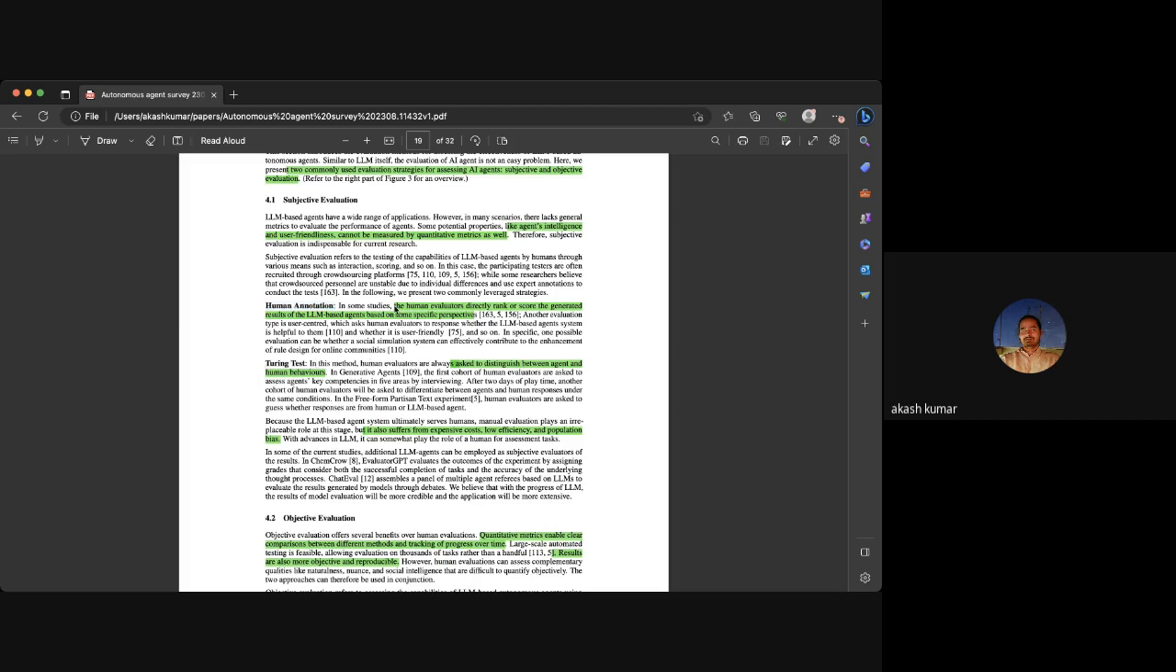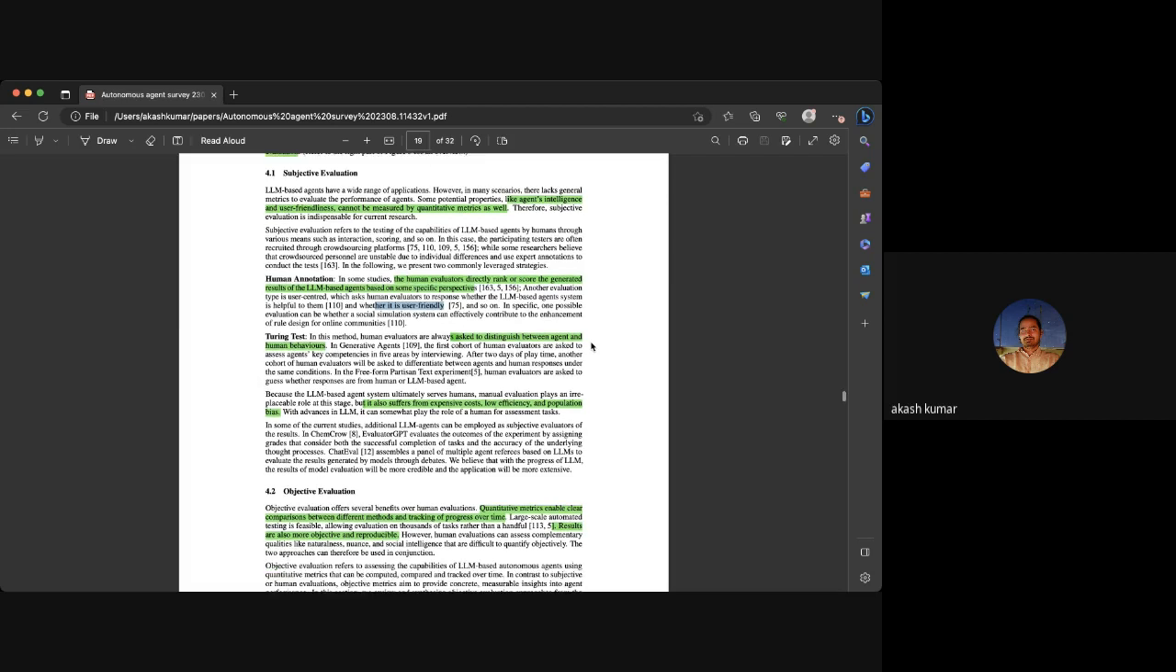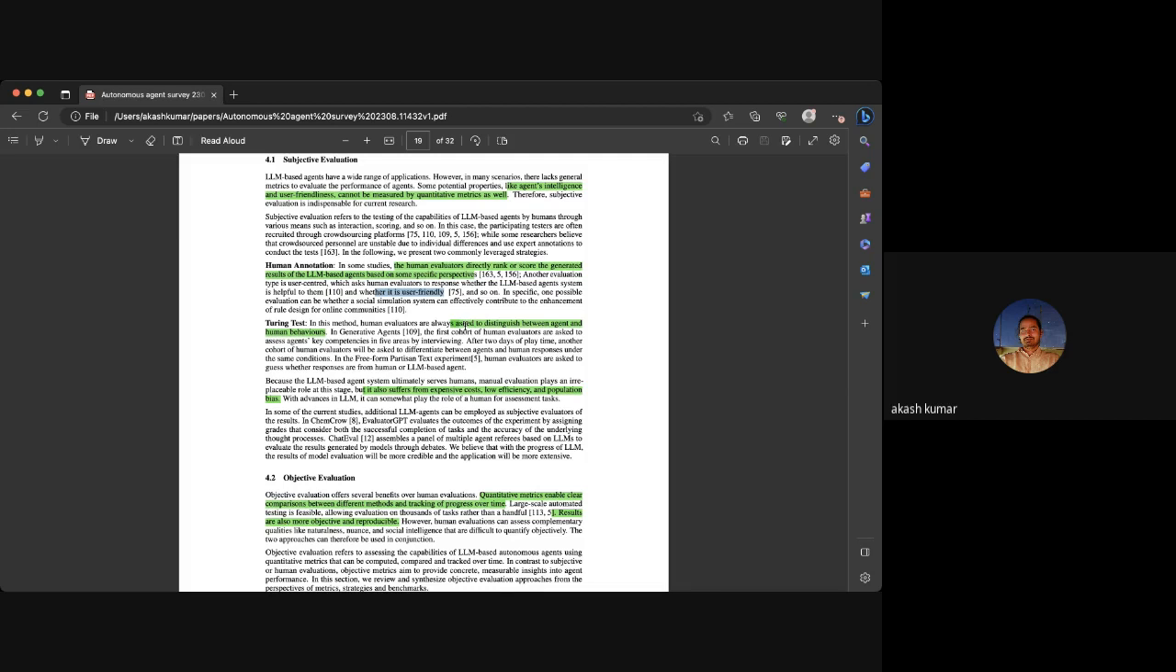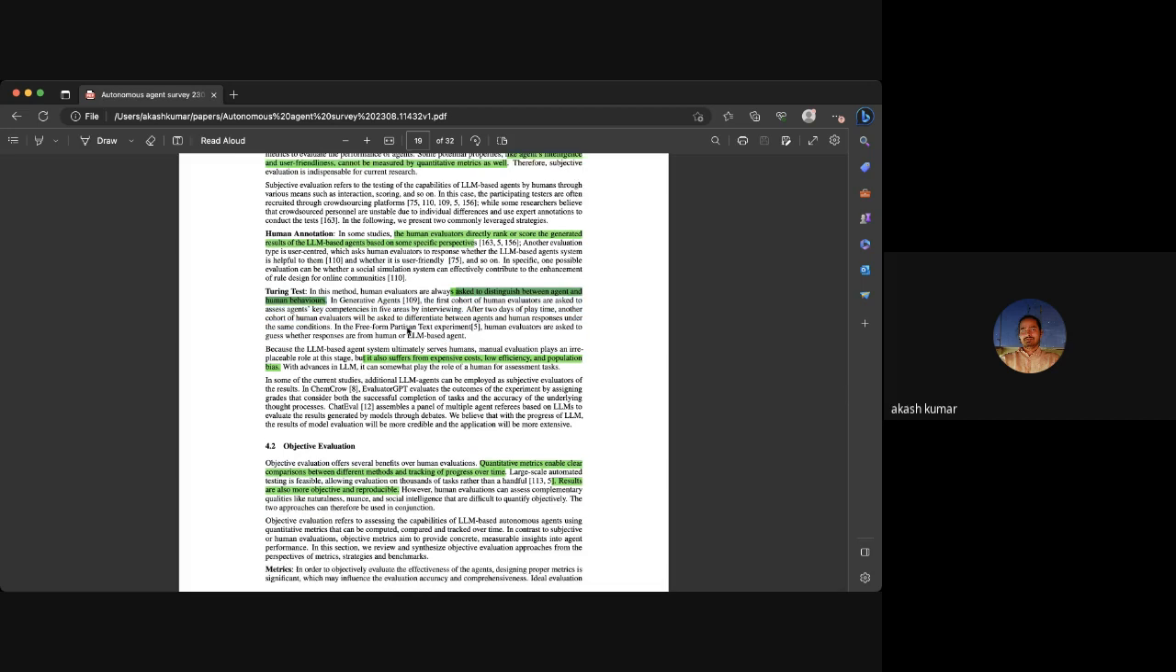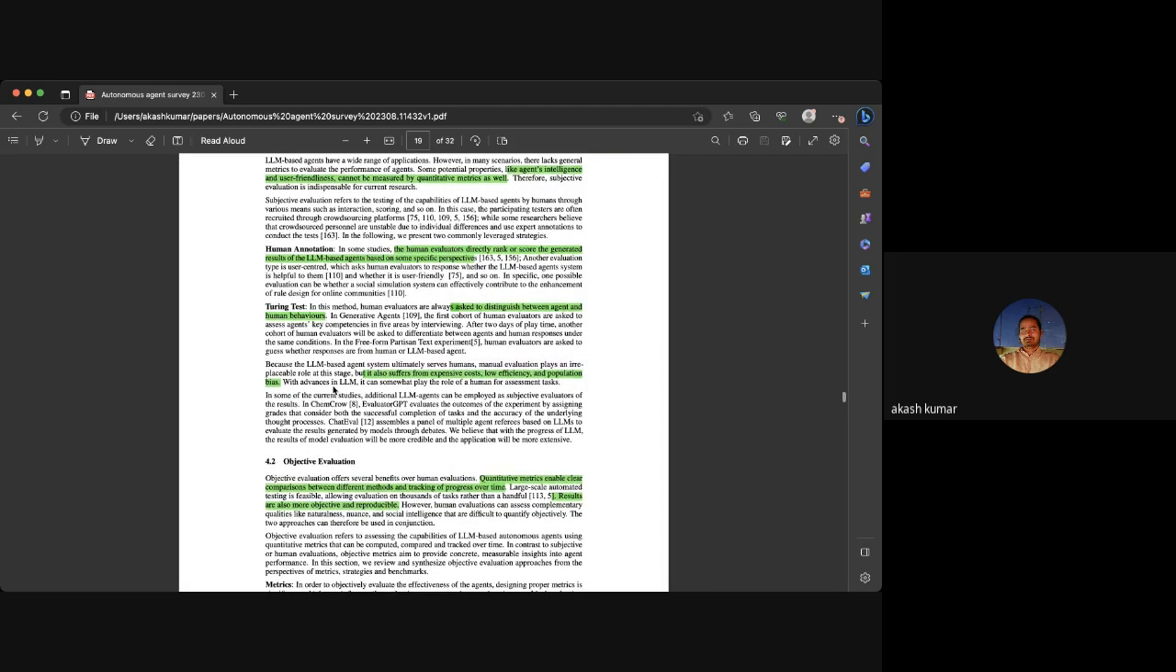In human annotations, the human evaluators directly rank or score the generated results of the LLM based agents based on some specific perspective, like is it helpful or whether it is user friendly. Another way is a Turing test, where a human is asked to distinguish between an agent and a human behavior. Since there's a human involved, subjective evaluation suffers from expensive costs, low efficiency, and population bias.